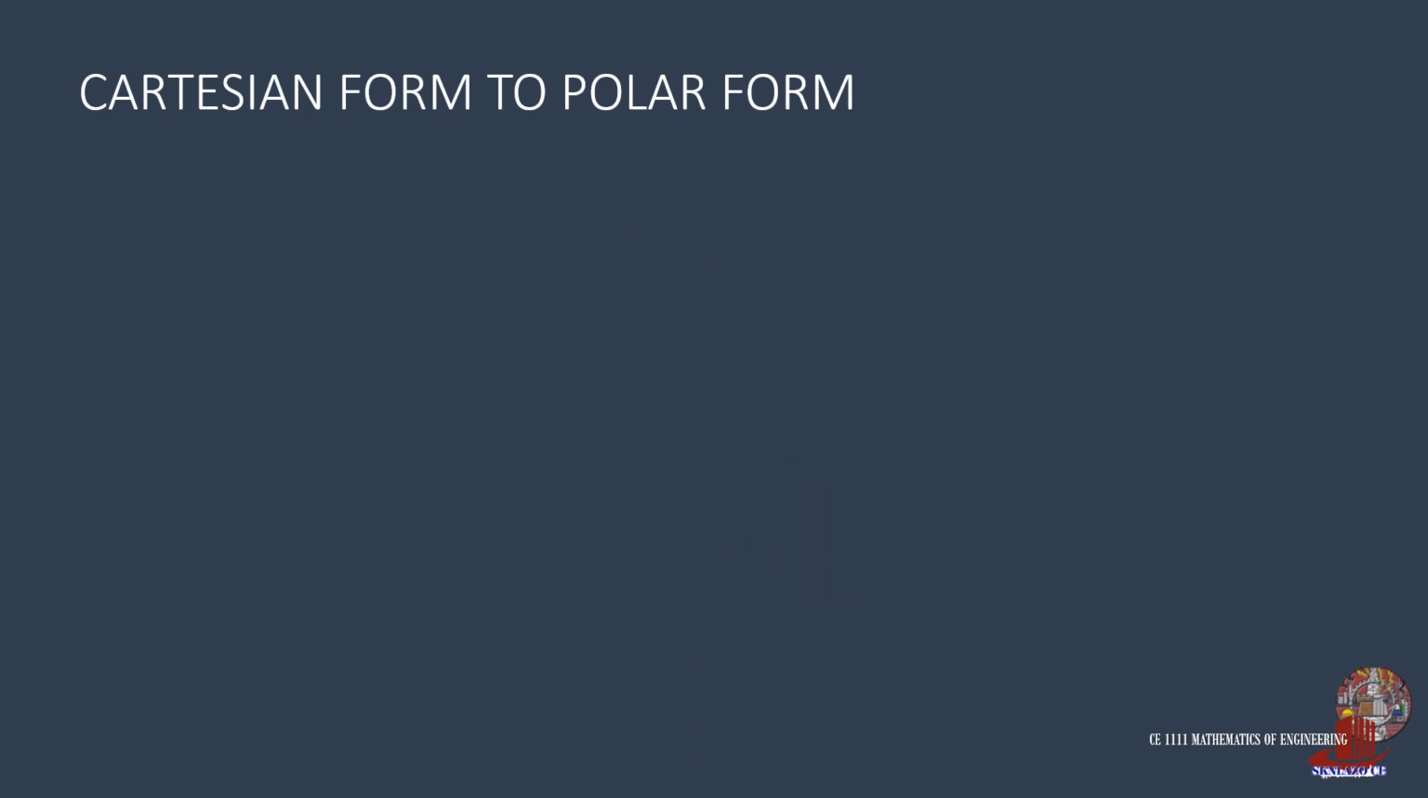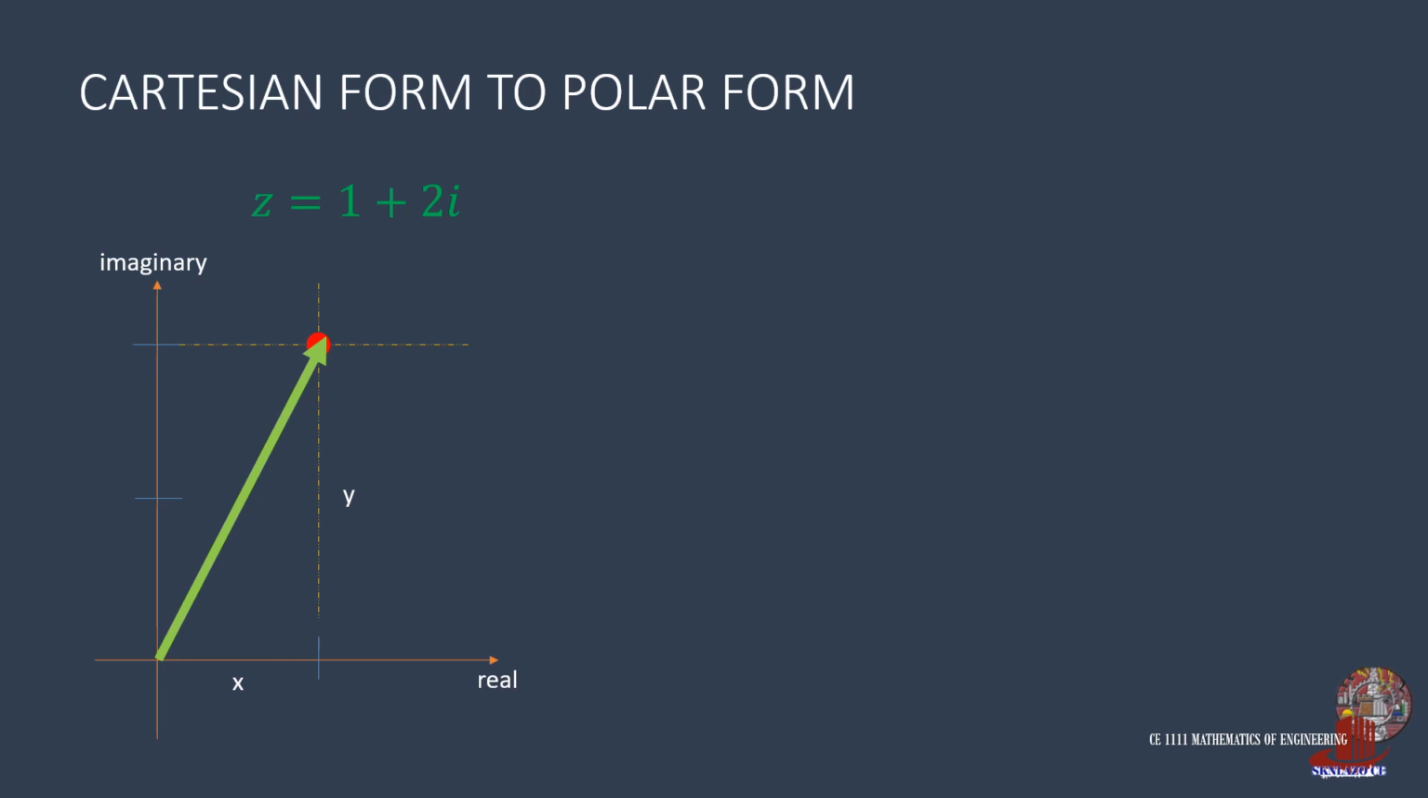How do we determine the modulus and argument? Let's transform 1 plus 2i. Graphing the complex number in Cartesian form, we place the real number on the x-axis and the imaginary number takes the y-axis. With the real number 1, draw a vertical line from the x-axis. And 2i can also be drawn as a horizontal line from y equal to 2. The intersection is marked and the complex number can be drawn as a vector.